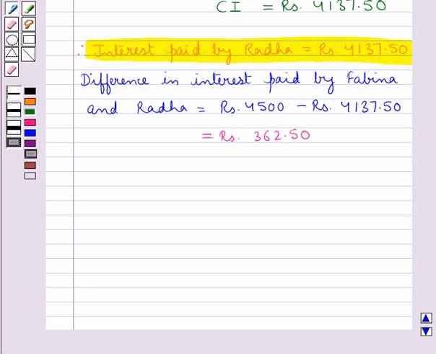So we say that Fabina pays more interest than Radha. And hence our final answer is Fabina pays rupees 362.50 more.